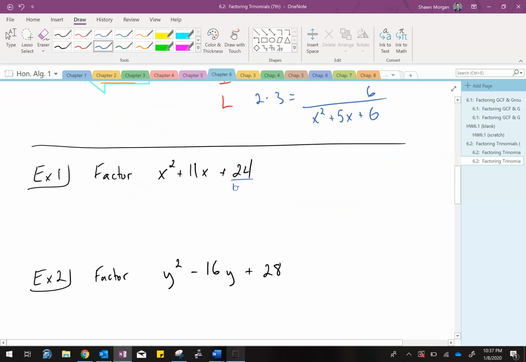So 24 could be 1 times 24, 2 times 12, 3 times 8, 4 times 6. 5 doesn't go in, 6 does, but it's already on my list, so I've turned the corner. I know that's a good exhaustive list. And then, of course, we could include the negatives. Negative 1 and negative 24, negative 2 and negative 12, negative 3 and negative 8, and negative 4 and negative 6.